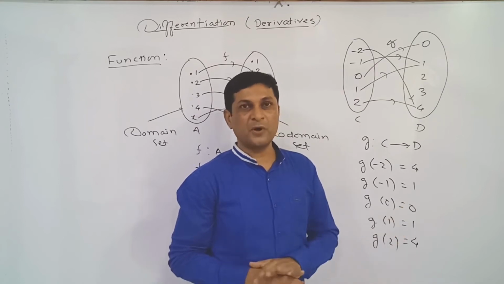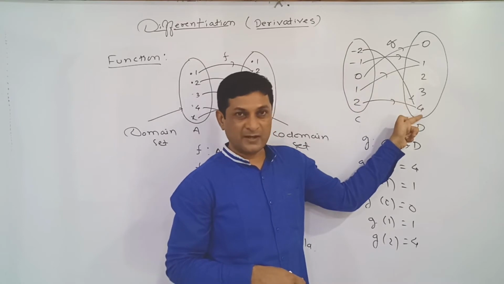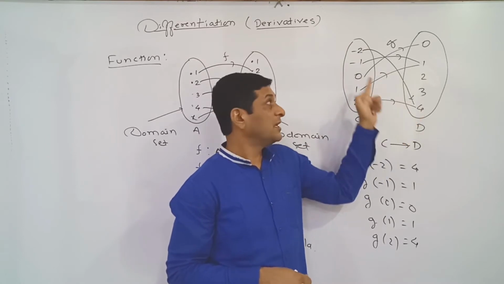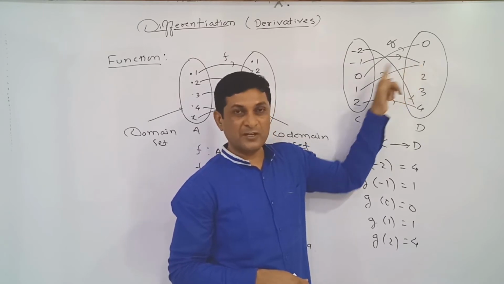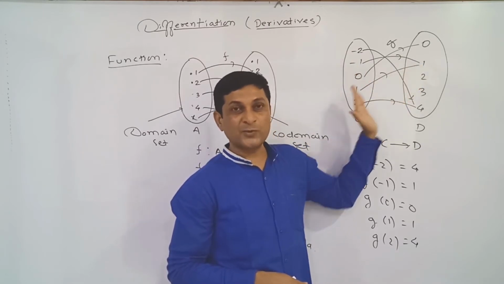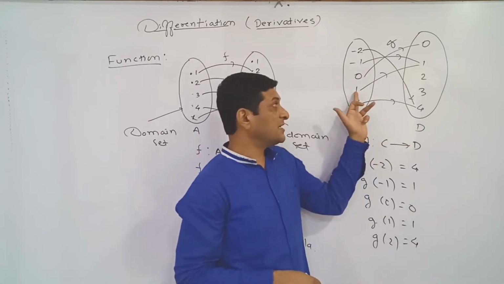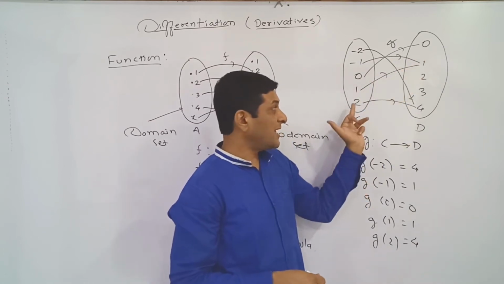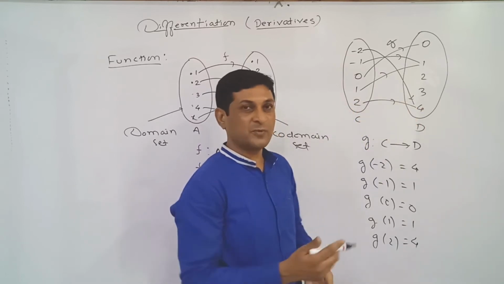In this example, if you observe carefully, -2 is related with its square. What is the square of -2? 4. What is the square of -1? Plus 1. So -1 is related with 1. Means every element is associated or related with what? Its square. So 1 is also associated with its square. What is the square of 2? Also 4. Means every element is related with its square.